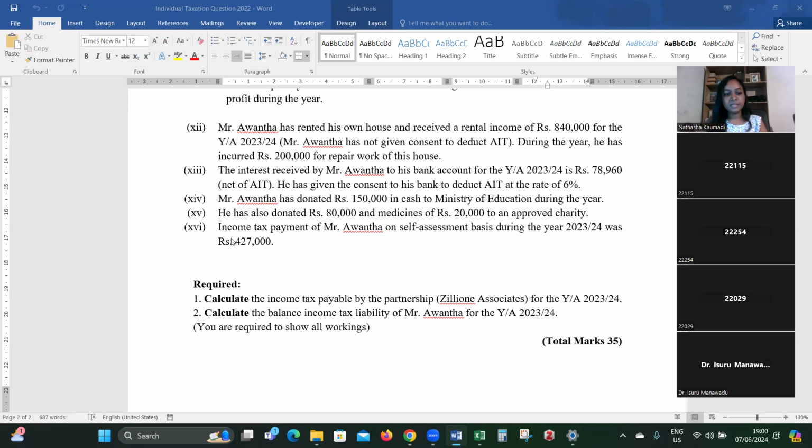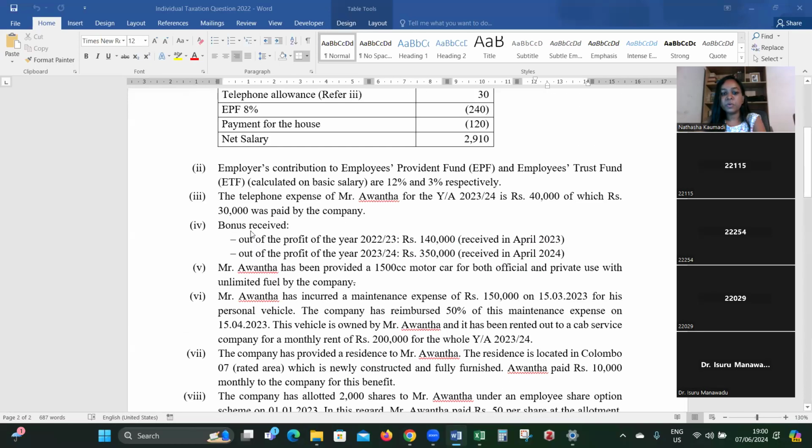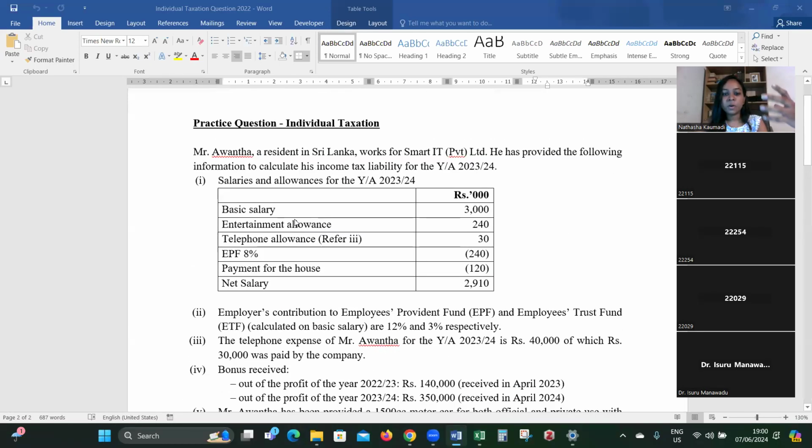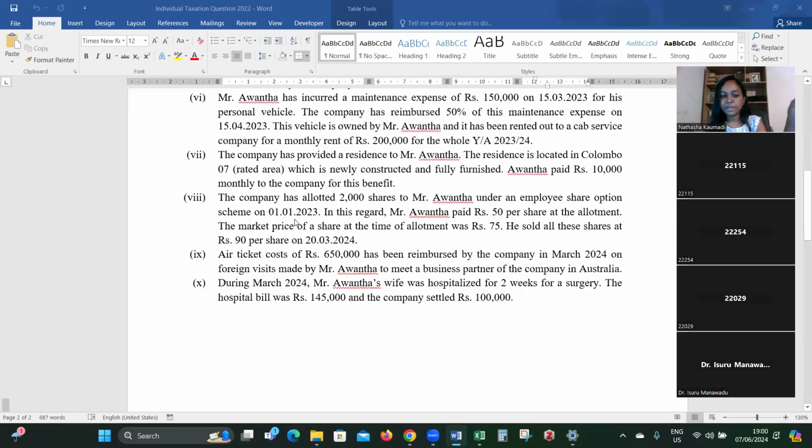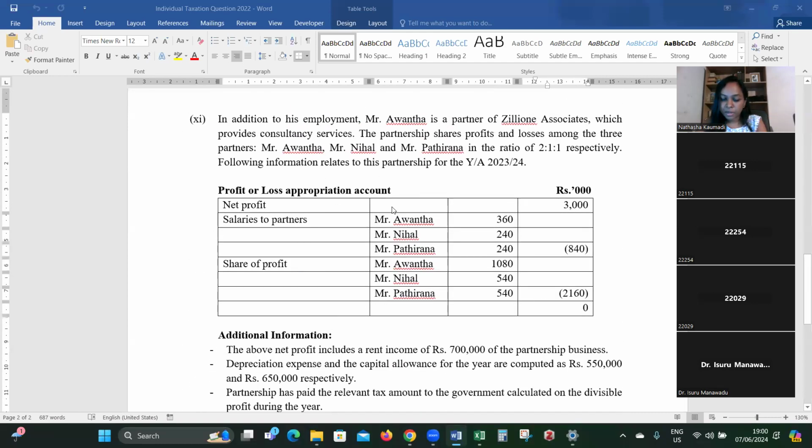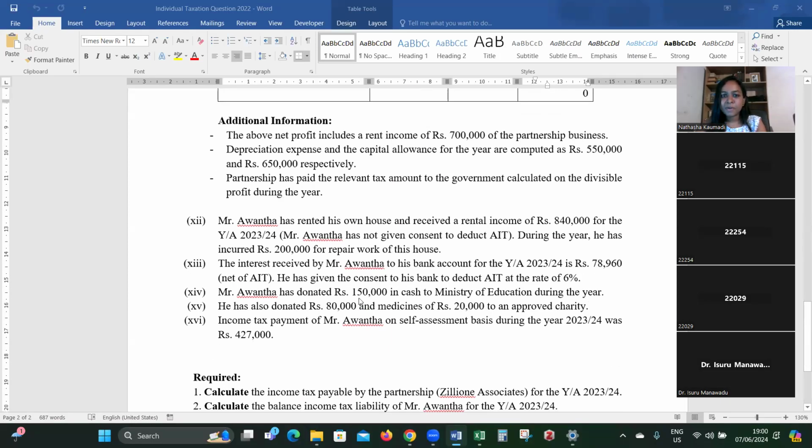And the last point it says, income tax payment of Mr. Avantha on self-assessment basis during the year 2023-24 was 427,000. So he has paid self-assessment taxes. We will have to consider it under tax credits. Right. So that's the end of the question. Right. As you can see, now you have a good understanding. First part, it talks about the employment income and few other benefits. And then it talks about the partnership. And after that, it talks about some interest income, rent income, qualifying payments, and self-assessment tax.